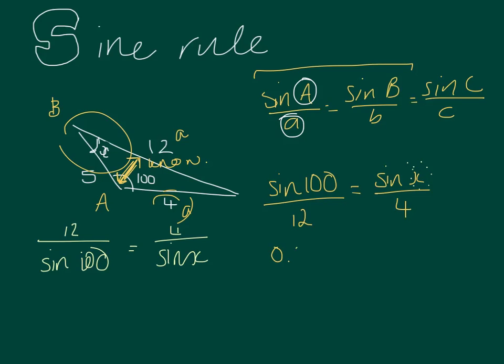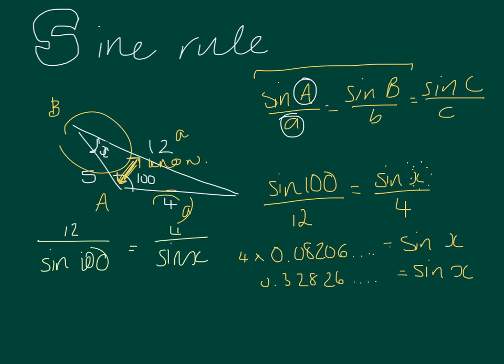So that is 0.08206 something. And that's equal to sine x over 4. So why don't we multiply that by 4, and that will leave us with just sine x. So I'm just going to multiply straight by 4. That is 0.32826 onward, and that is sine x.